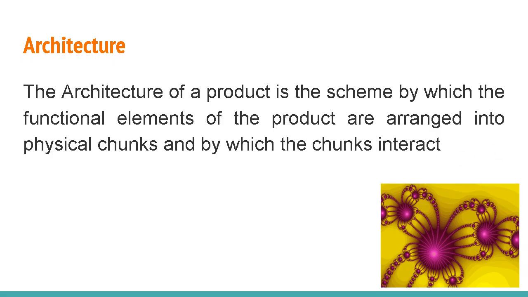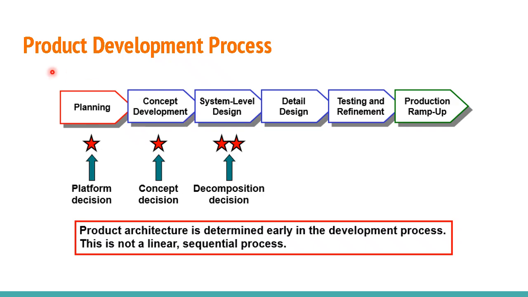So the product development process: planning, concept development, system-level design, detailed design, testing, and production. Platform decisions, conceptual decisions, and decomposition decisions are involved. Product architecture is defined early. The product development process is not a linear sequential process. Now the architecture development process.